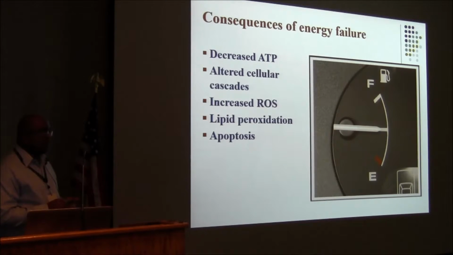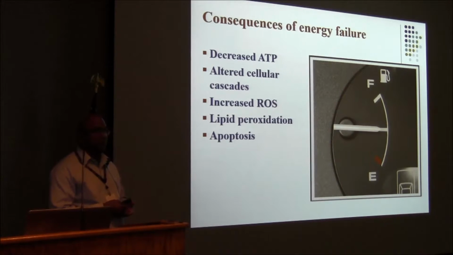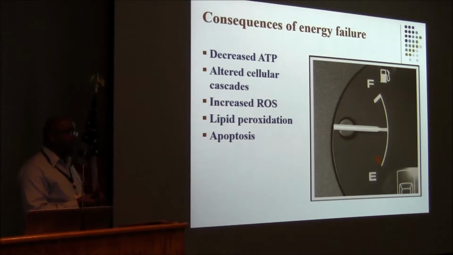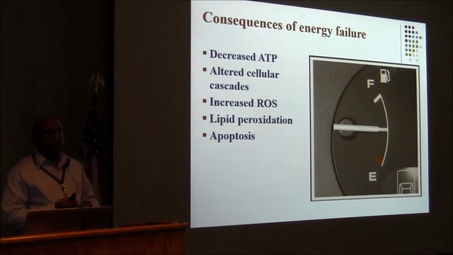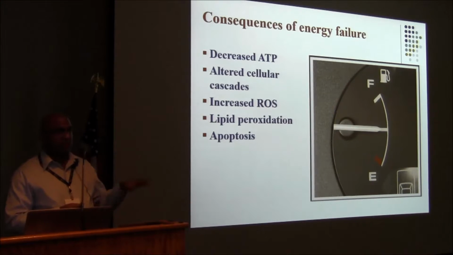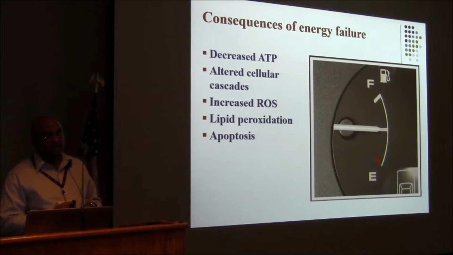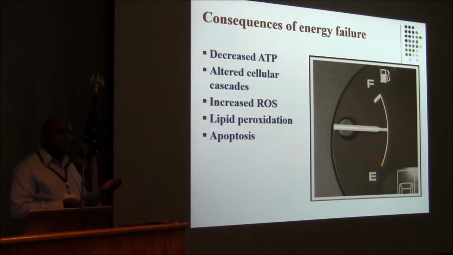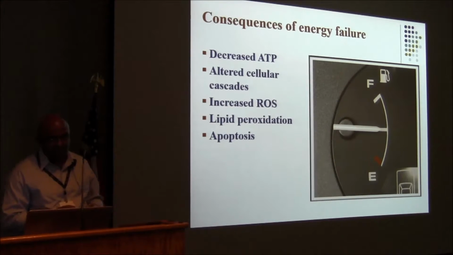So what happens when there is a mitochondrial disease? What are the consequences? These are basically consequences of loss of energy or energy failure. You don't have enough ATP to perform the cellular functions, and you have altered metabolic pathways to compensate for the loss of energy, and you have increased reactive oxygen species and lipid peroxidation, and at the end, when the cell senses that there is no hope, it just kills itself by apoptosis.